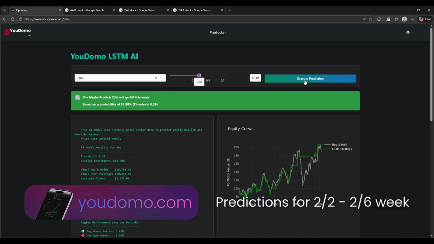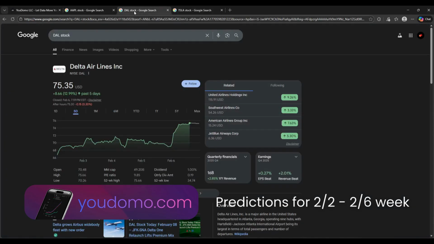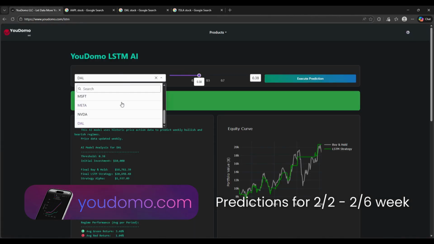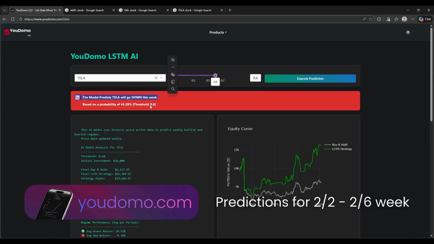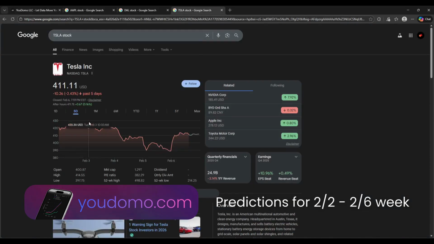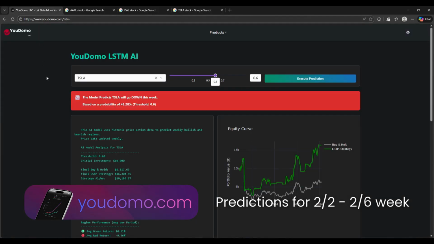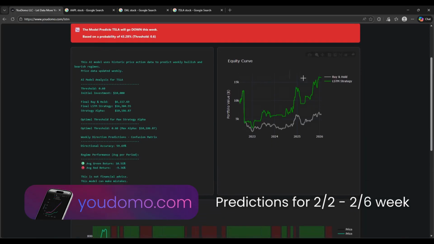Next, we have Delta. If I click execute prediction, it says the model predicts Delta will go up this week. And if we go to the historic stock price, we see a 13% increase in the past 5 days. So great prediction on Delta as well. We can check Tesla, execute prediction, and we see a prediction of a down week last week. And if we go see Tesla's price action, here it is, 2.4% in the red.